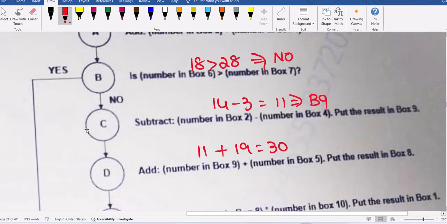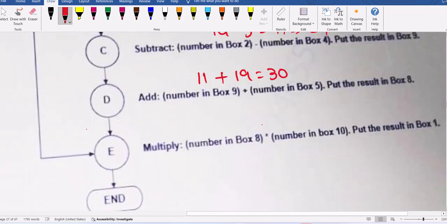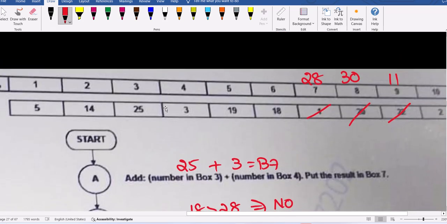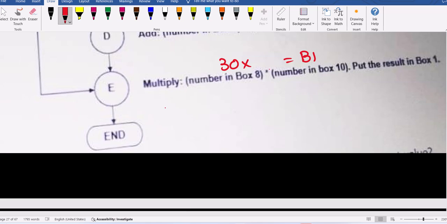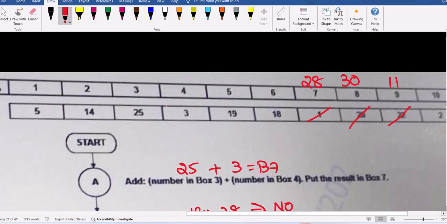Okay. Next step, the number in box 8 and the number in box 10, the result should be kept in box 1. The number in box 10 is 2, the product is 60, we have to keep that in box 1.